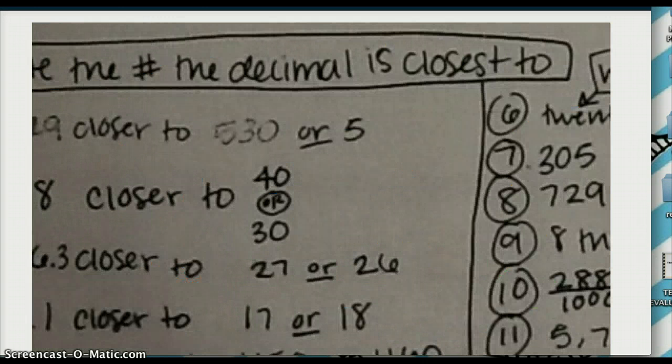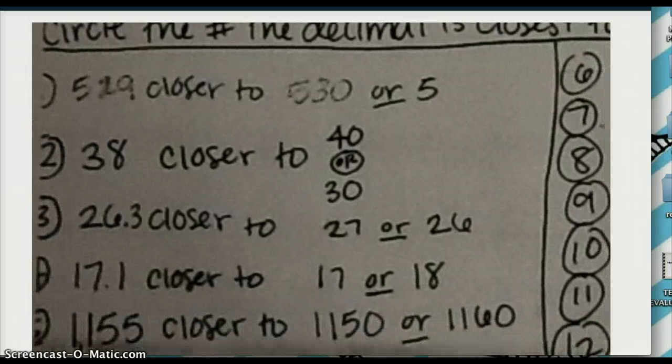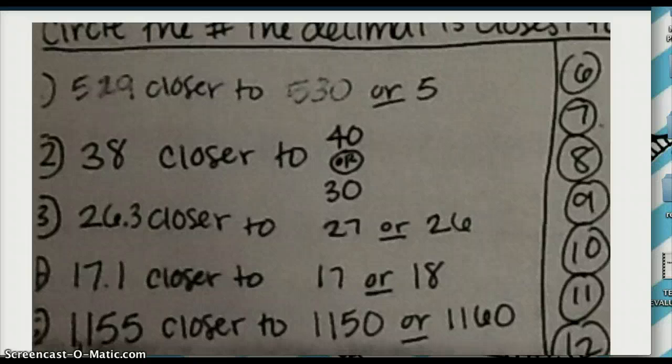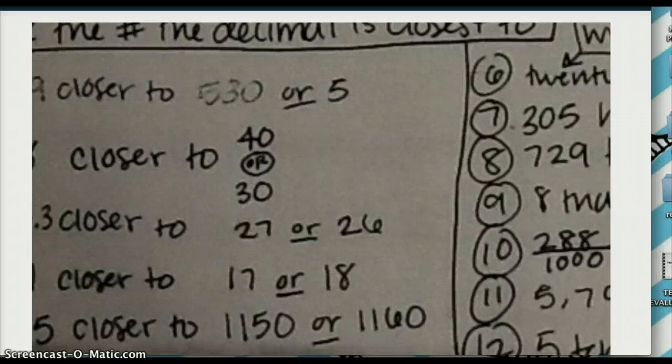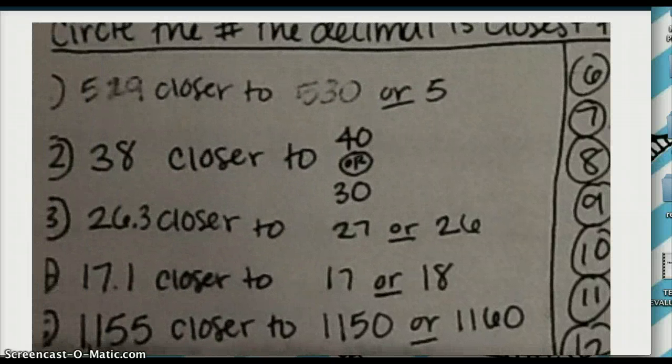Alright, let's move on to the next one. Circle the number that the decimal is closest to. I probably worded those directions funky. But 529, is that closer to 530 or 520? Well, it's closer to 530. That was really easy. 38, is it closer to 40 or closer to 30? Let's think. Here's a number line. Here's 40. Here's 30. What would the midpoint be? 35? Good. Where would 38 fall? Right here. Is it closer to 30 or 40? 40. It would round to 40.